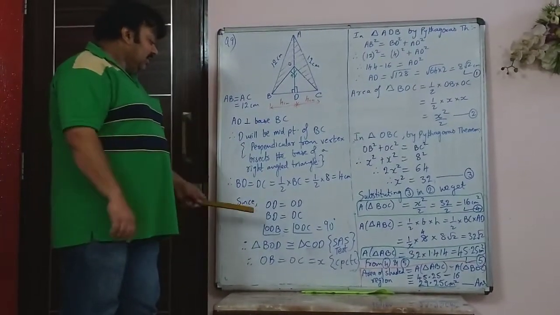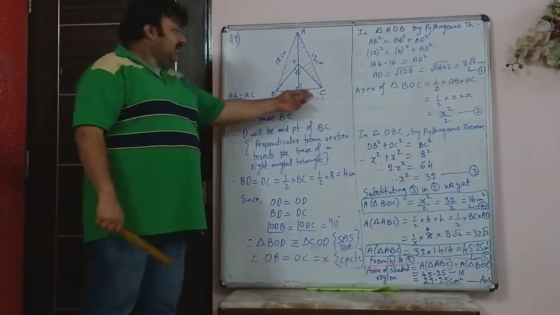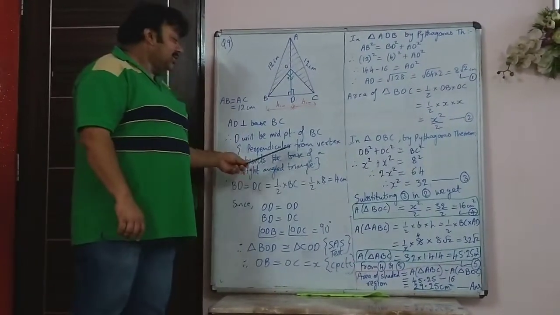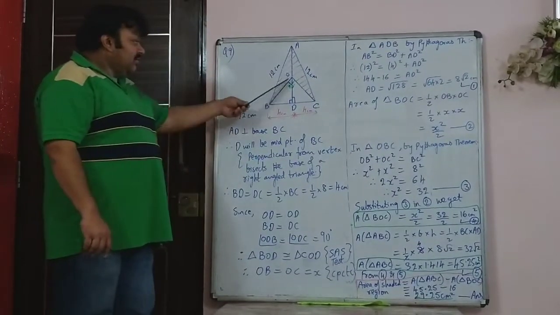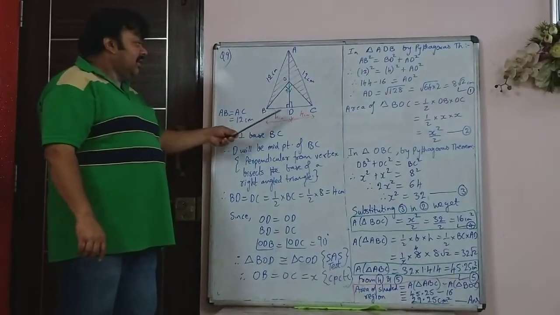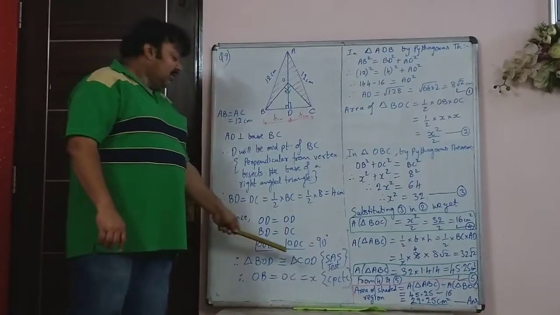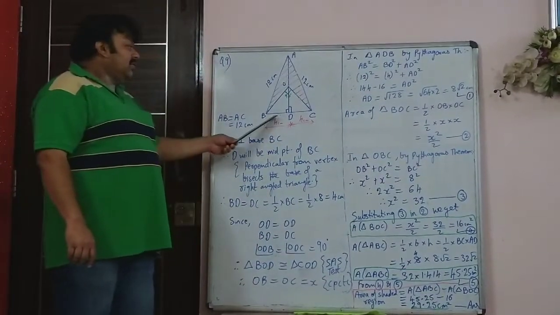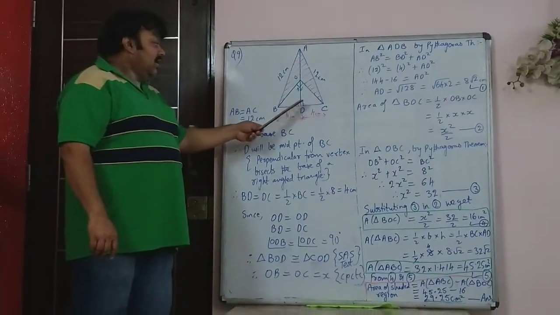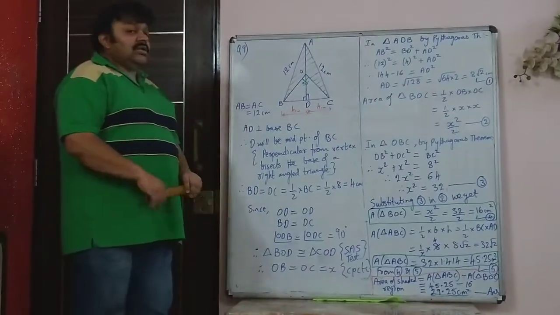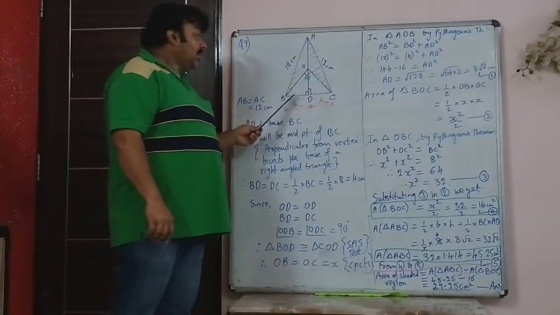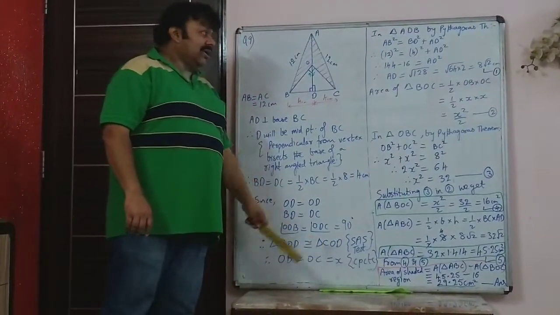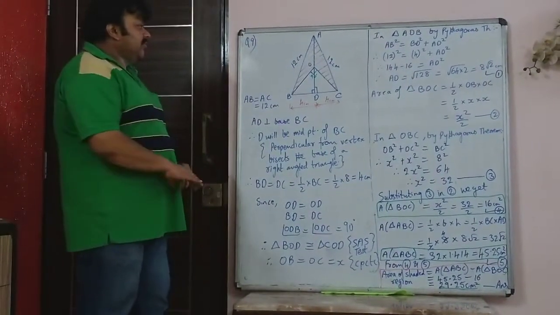First you have been given that BD is equal to DC, that you have to write the reason and show each part is 4. Then I have shown that triangles BOD and COD are congruent. So by the S test, the two triangles are congruent. So therefore OB is equal to OC is equal to X, CPCTC.